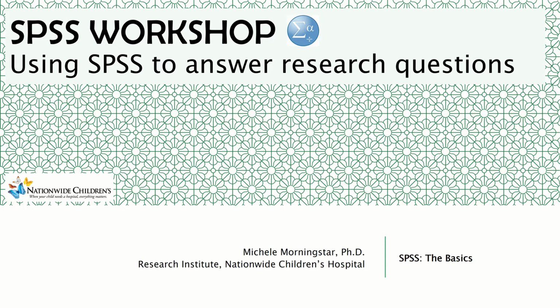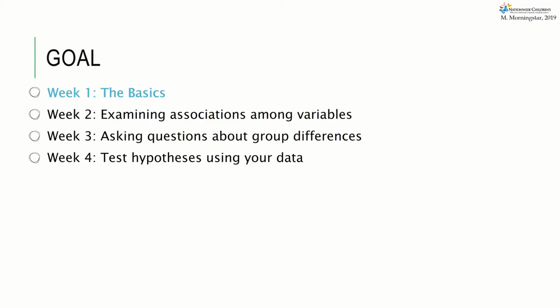This might be too basic for some of you, and next week we'll really go into different types of analyses, including associations among variables like correlations and regressions. We'll also, in week 3, talk about group differences, so looking at t-tests, for example, and ANOVAs.